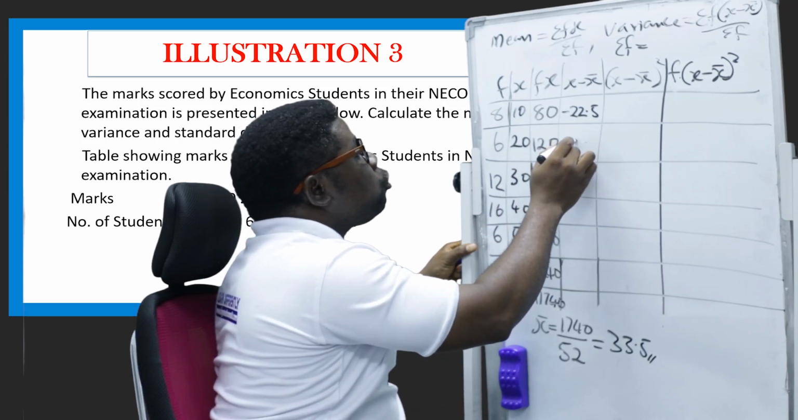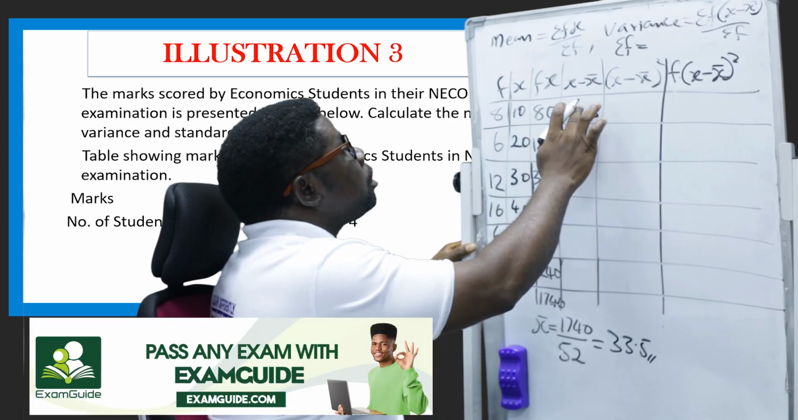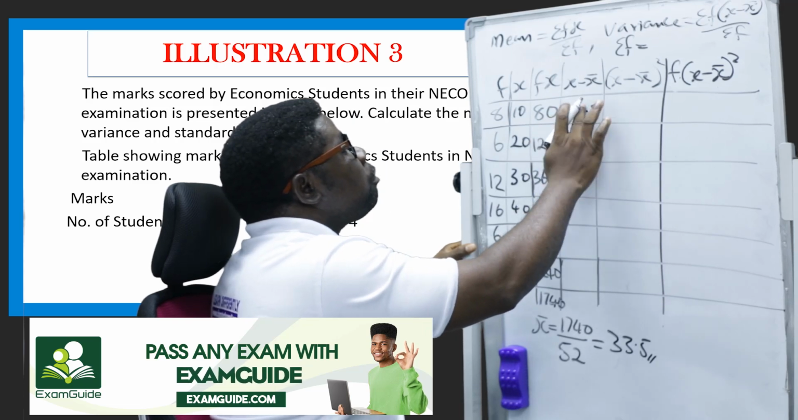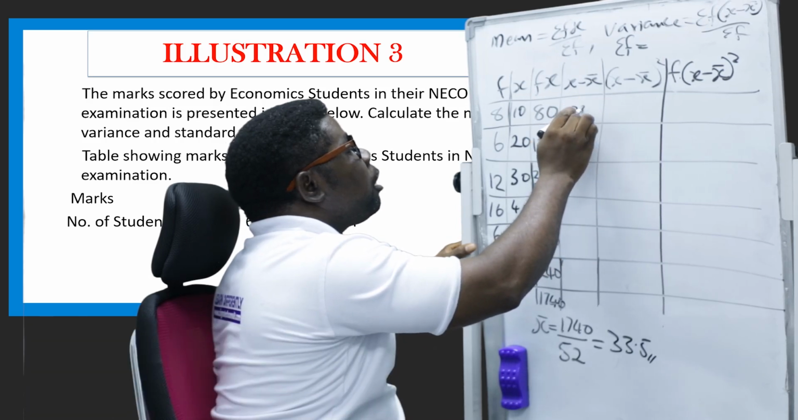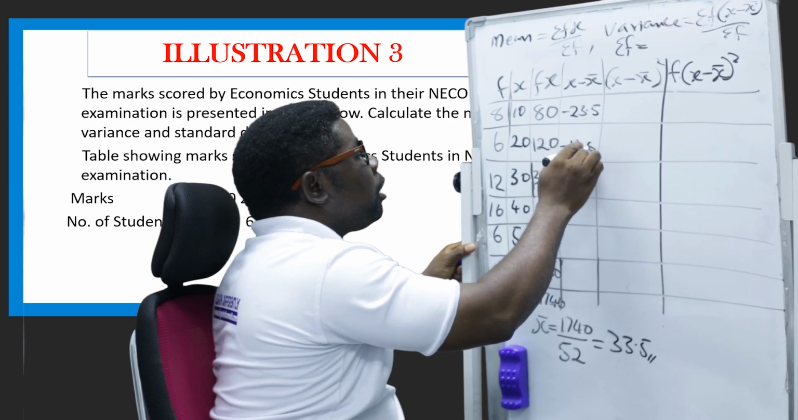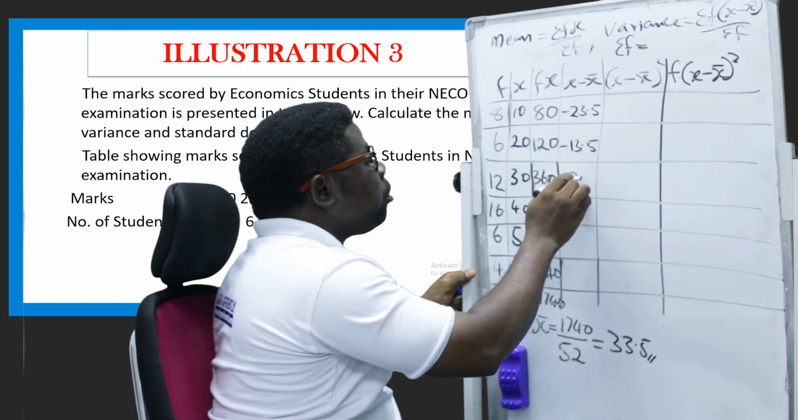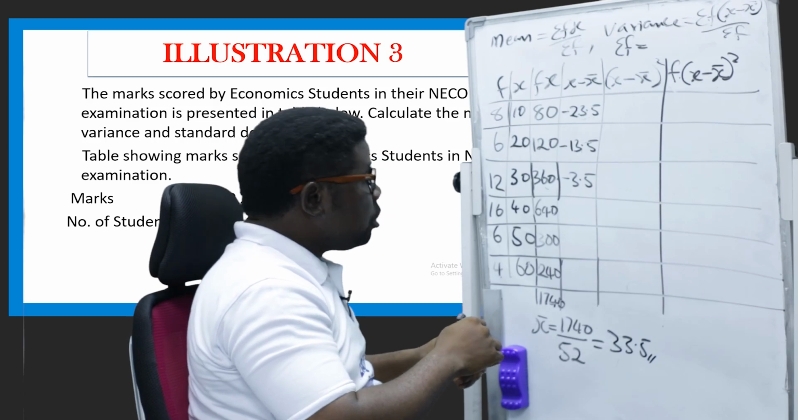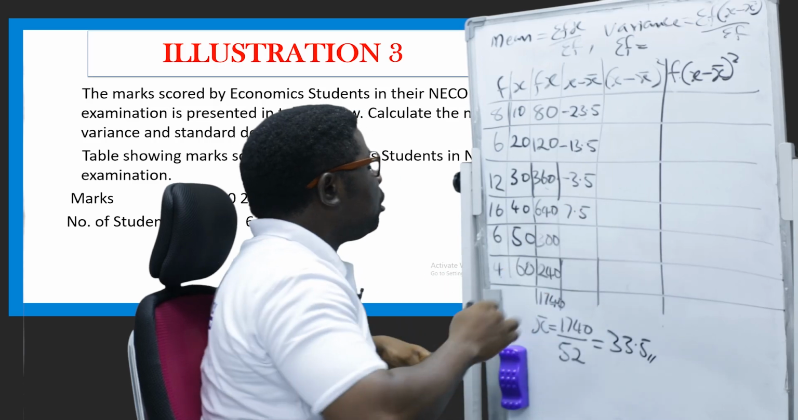Minus 12. Sorry. This is 23, not 22. 23.5. Okay, so this will give us minus 13.5. Then 30 minus 33.5 will give us minus 3.5. 40 minus 33.5 will give us 7.5. But let's be sure.